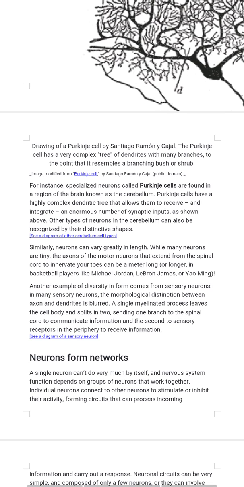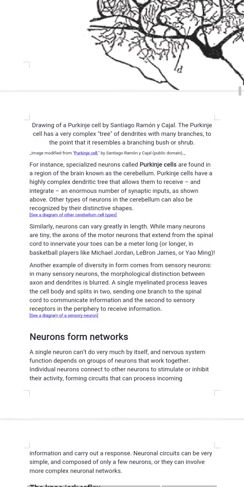While many neurons are tiny, the axons of the motor neurons that extend from the spinal cord to innervate your toes can be a meter long, or longer in basketball players like Michael Jordan, LeBron James, or Yao Ming. Another example of diversity in form comes from sensory neurons.